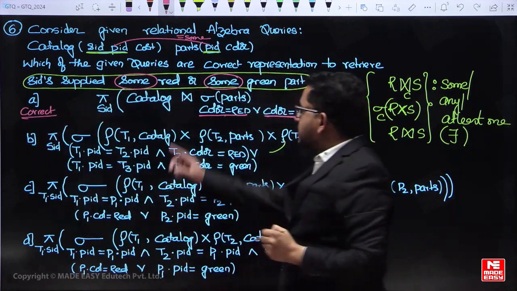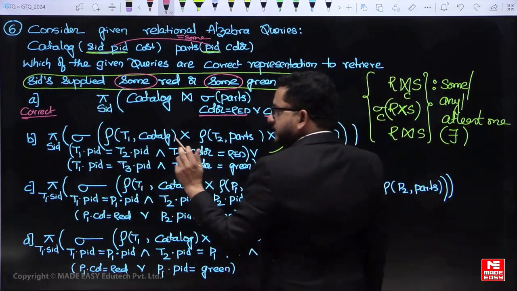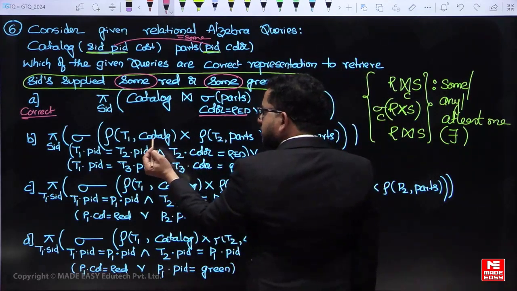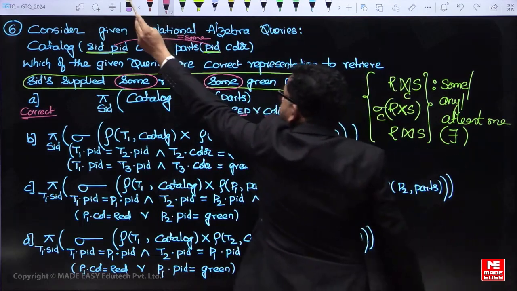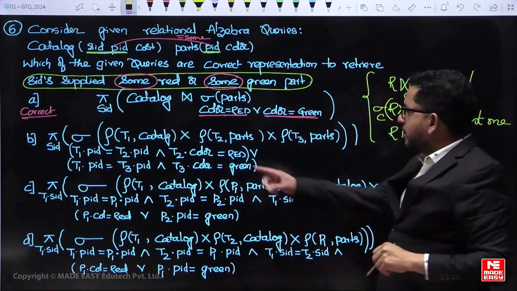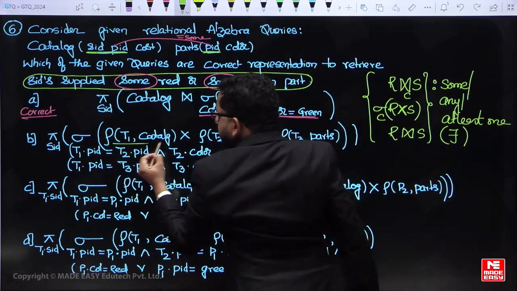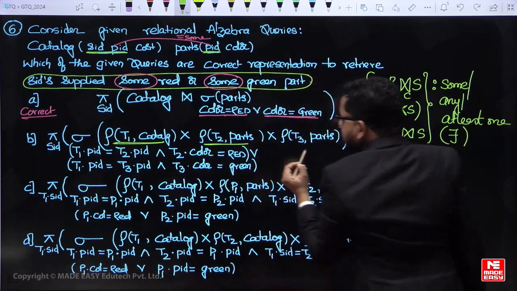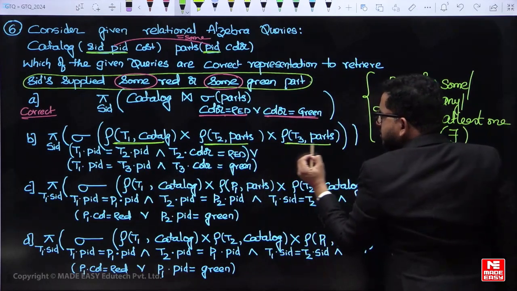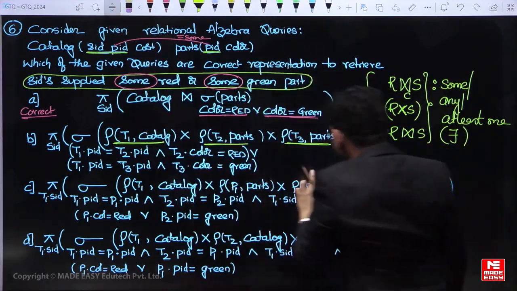So one instance of catalog, one instance of pots is sufficient. Okay. Next, second query. So it is also the catalog table and pots table and pots table. Two instances of pots relation and one instance of catalog relation are used for the cross product. So T1 is the catalog relation, T2 is the pots relation, T3 is also the pots relation. Let us see how this query works.